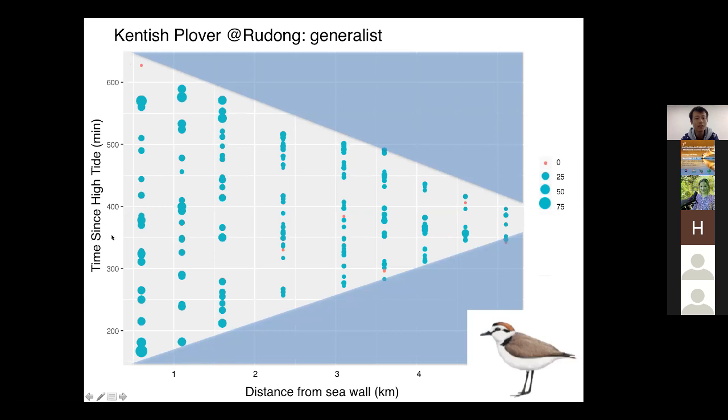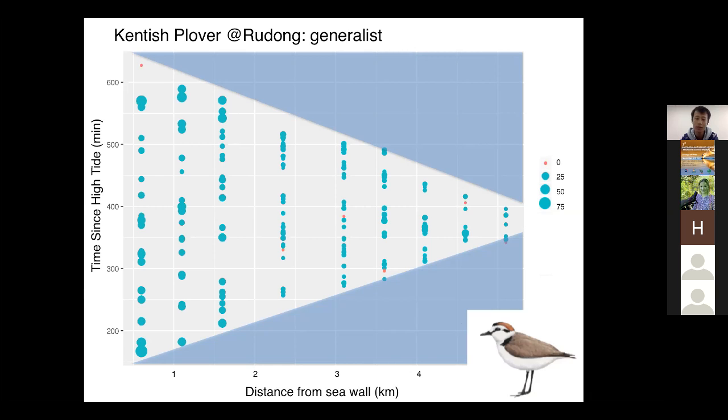Each of these blue dots, the size of which represents how many birds, in this case Kentish plover, are feeding at a given segment at a given time of the tidal cycle. The red colors mean that we did the observation, but no bird was seen. And these blue triangles illustrate approximately when and where these plots are underwater. Based on our field observations and existing literature, we proposed that there are at least three basic types of foraging distribution in shorebirds, which I will talk about soon.